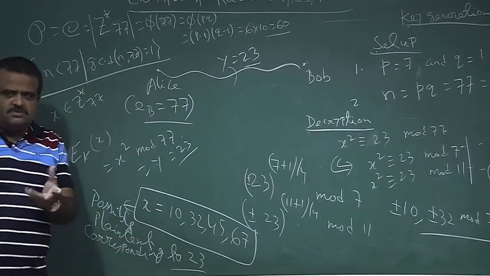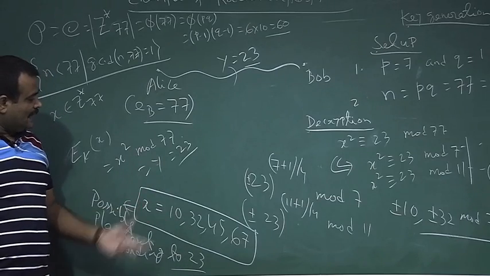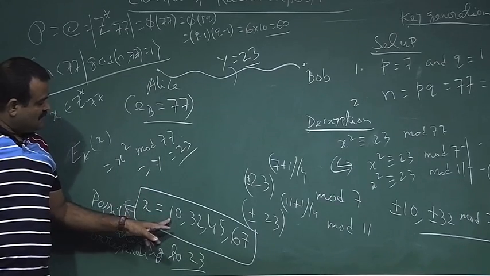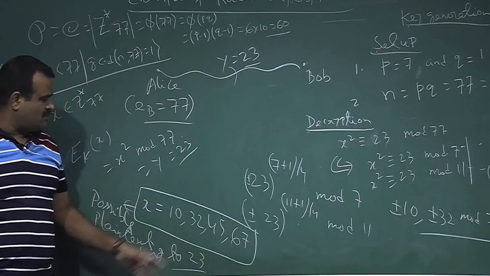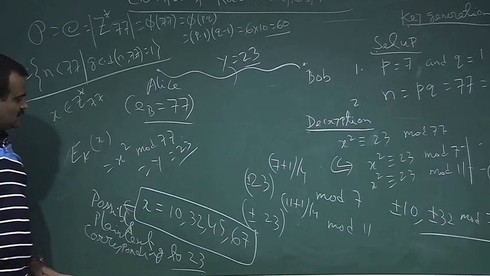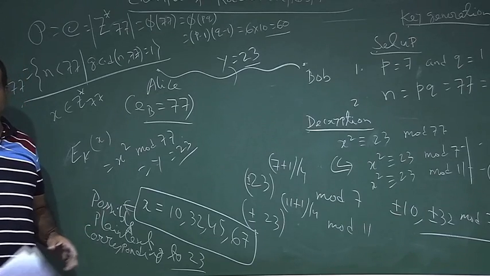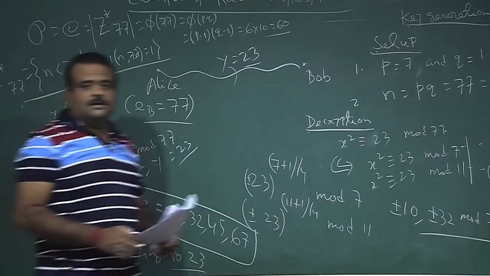So Bob has to somehow guess which one could be the plaintext. If it is the age of Alice, then maybe 10 is not possible, 67 is not possible, 45 may not be possible, so maybe 32. Some type of guess is required. That is why this cryptosystem did not become popular, because of this ambiguity. Okay, thank you.